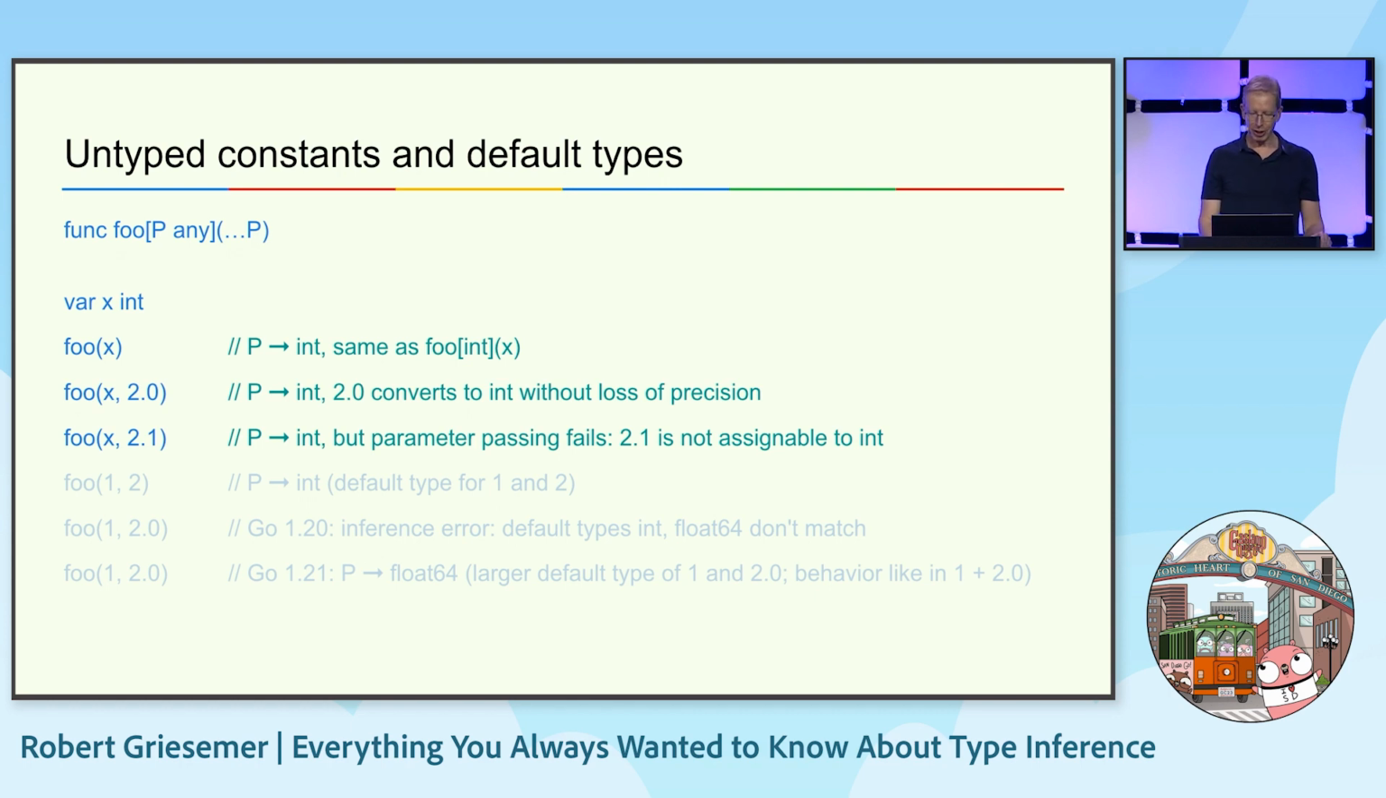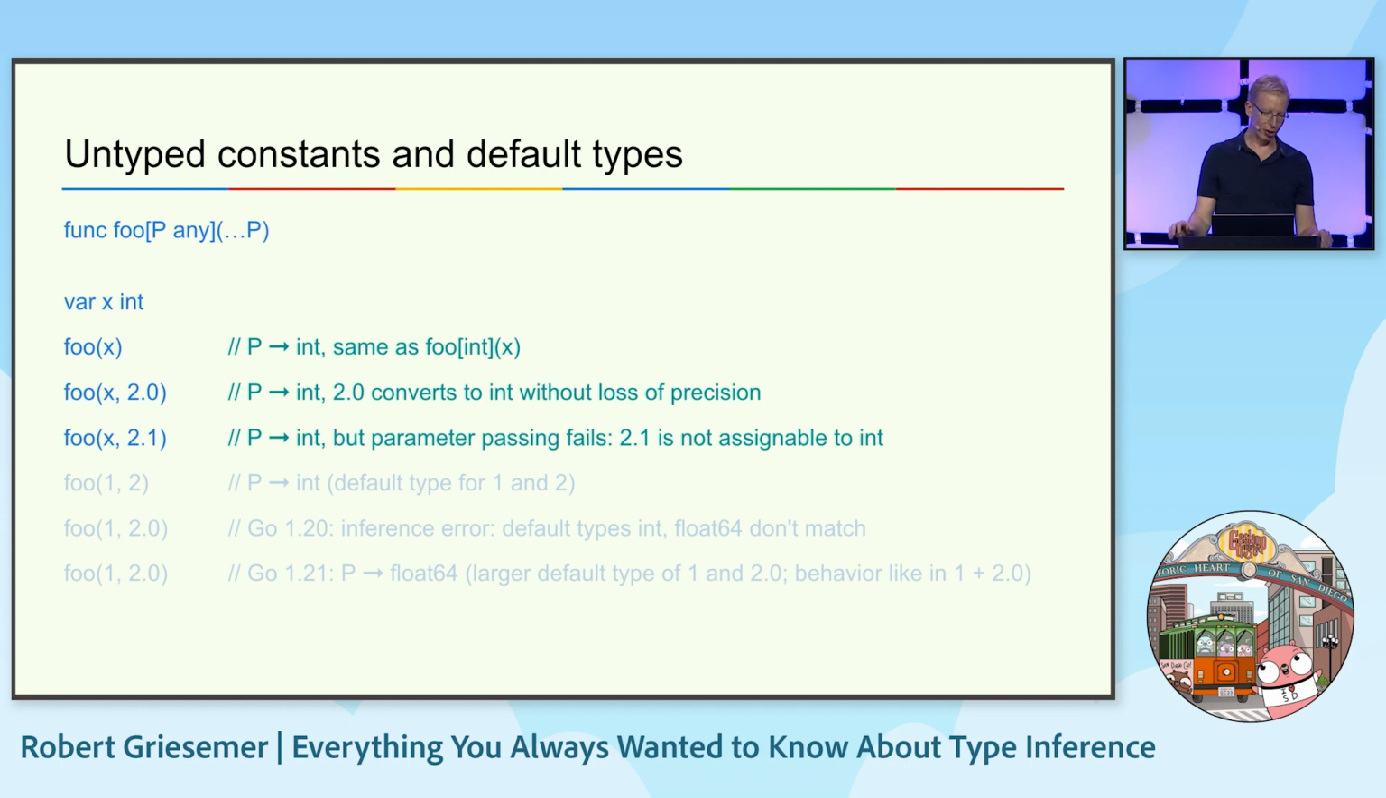In the first three function calls here, we pass a variable x of type int, together with no or one constant. In these cases, the constants are actually completely ignored. Type inference looks at x only. It infers that p must be int, and then the call proceeds as if it was instantiated with int. So untyped constants here are ignored, and we have the usual conversion.